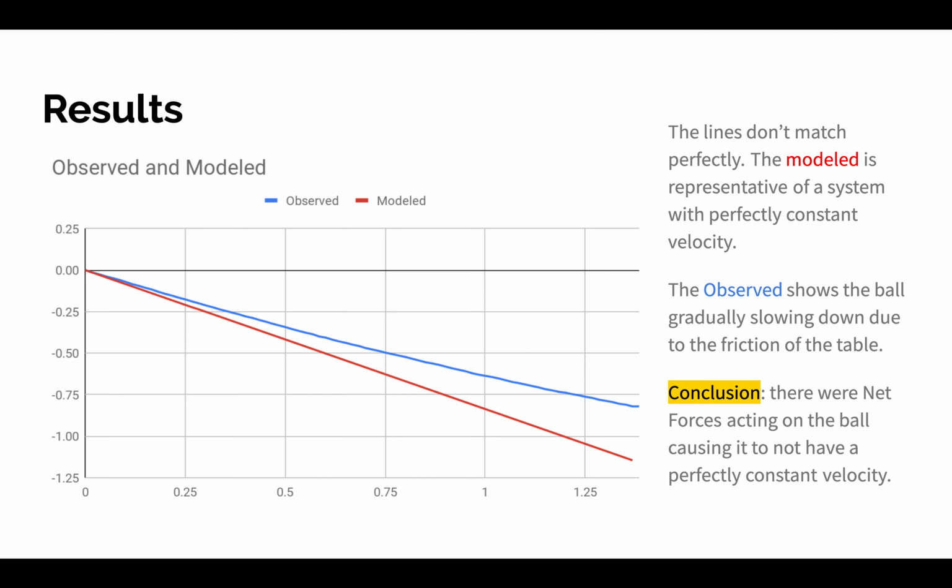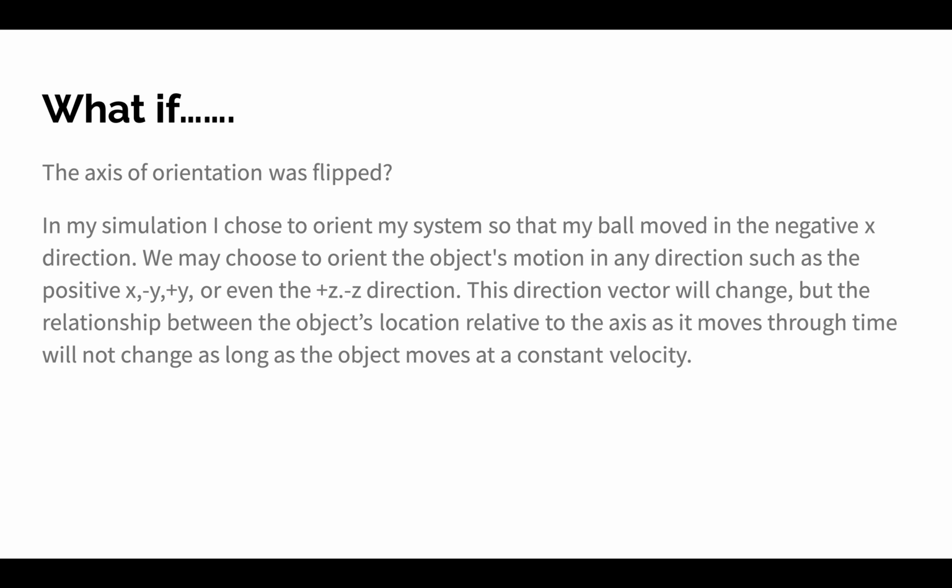The lines don't match perfectly. The modeled is representative of a system with perfect constant velocity, and the observed shows the ball gradually slowing down due to the friction of the table. We conclude that there were net forces acting on the ball causing it not to have a perfect constant velocity.